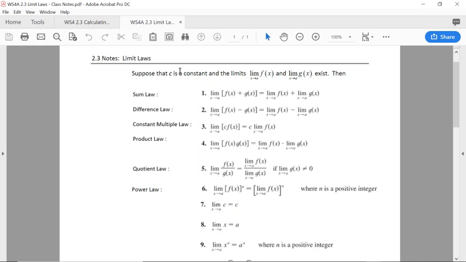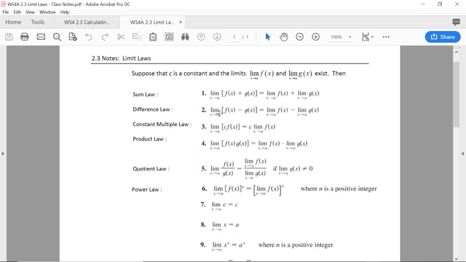All of these laws as written are going to require, first, that c is a constant, and then we have the functions f of x and g of x. But we're going to require that the limit as x goes to a of f of x and the limit as x goes to a of g of x each exist in order for these laws to actually work the way that they are written here.